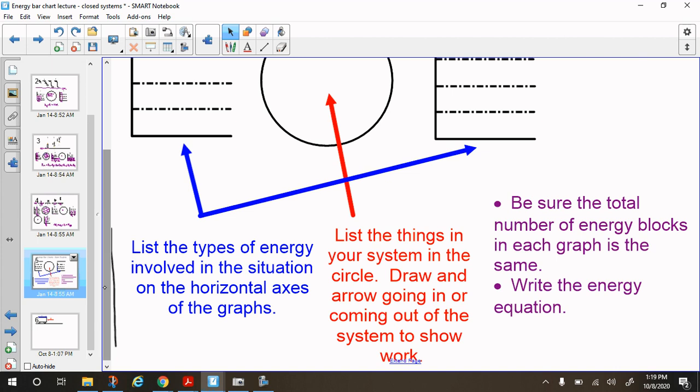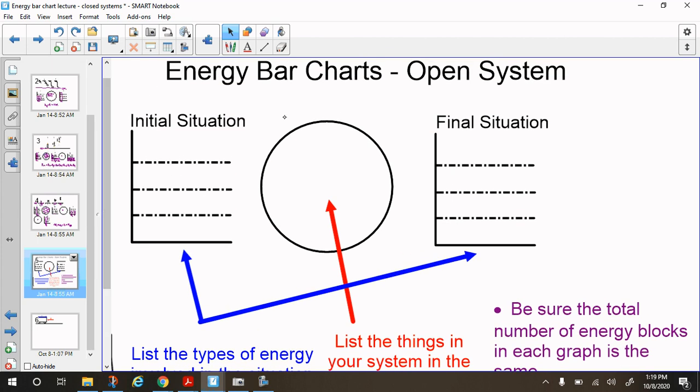The tail of the arrow is going to be made up of boxes. Use purple so we don't, okay. And those boxes are just like your blocks. So you have your arrow like this. So if we were doing positive work, our arrow would go in, and then we might have 1, 2, maybe 2 blocks of energy going in. Or you might have an arrow coming out like this, and you might have 3 blocks of energy coming out.